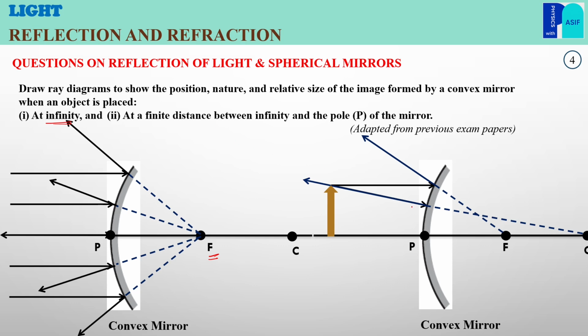And here, the intersection of these two lines gives the image point of the object. Therefore, the image is formed in between the pole and the principal focus of the convex mirror. And if you observe here, the image is found behind the mirror. Therefore, it must be a virtual image, and it is diminished in size and it is erect.